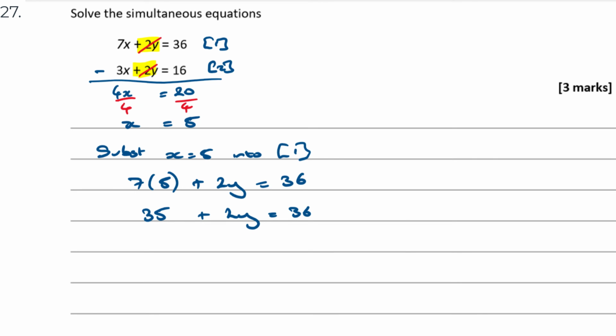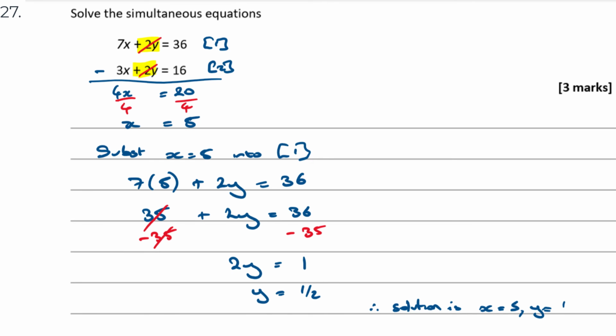And then if I take 35 away from both sides to get rid of that 35 on the left, that is going to leave me with 2y is equal to 1. So dividing both sides by 2, I'm going to get y is equal to half, aren't I? Okay, so then the solution is x equals 5, y equals a half.